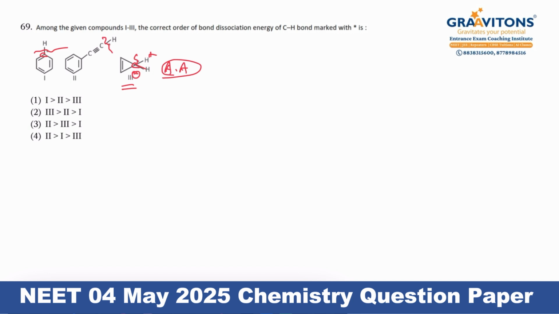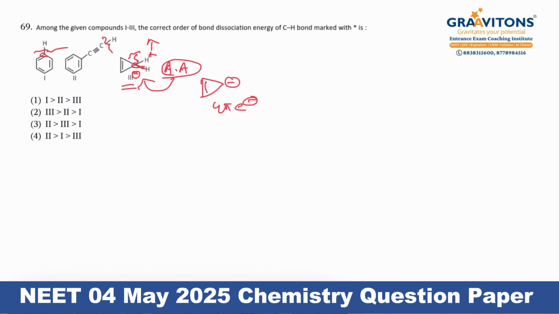Bond dissociation energy of this CH bond is maximum, because if it loses H plus, it attains anti-aromatic nature like this, negative on the carbon. You have 4 pi electrons which makes it anti-aromatic, which is an unstable state. So they don't prefer at all to leave this H plus immediately. So the energy required to break such a bond is higher.